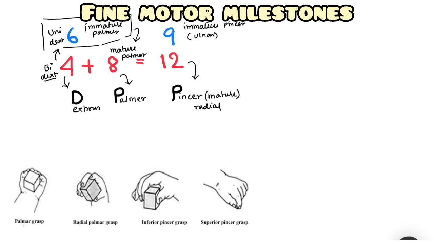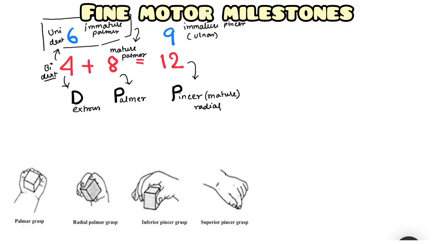12 months is associated with pincer grasp. Now 9 is just above 12. So at around 9 months of age, the pincer grasp is immature, which matures by 12 months of age. And hence 9 is immature pincer grasp, 12 is mature pincer grasp. Immature means ulnar pincer grasp, mature means radial pincer grasp. So by now, we have understood the developmental milestones in the fine motor domain up to 1 year.